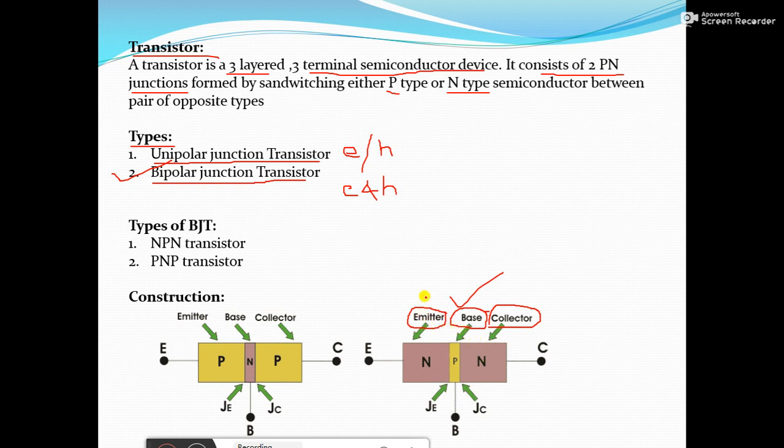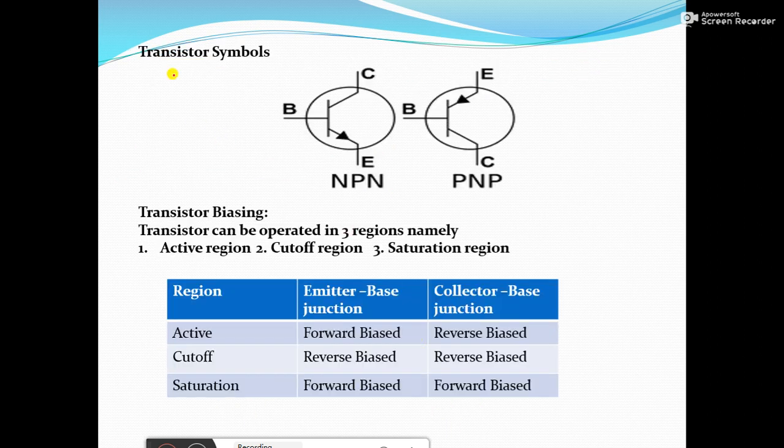The emitter is heavily doped, the base is lightly doped, and the collector is moderately doped. And the emitter is moderate in size, the base is very small in size, and the collector is large in size. The same explanation holds good for the PNP transistor as well. In case of PNP transistors, the charge carriers will be holes, and in case of NPN transistors, the charge carriers will be electrons. Next we see the symbols of transistors.